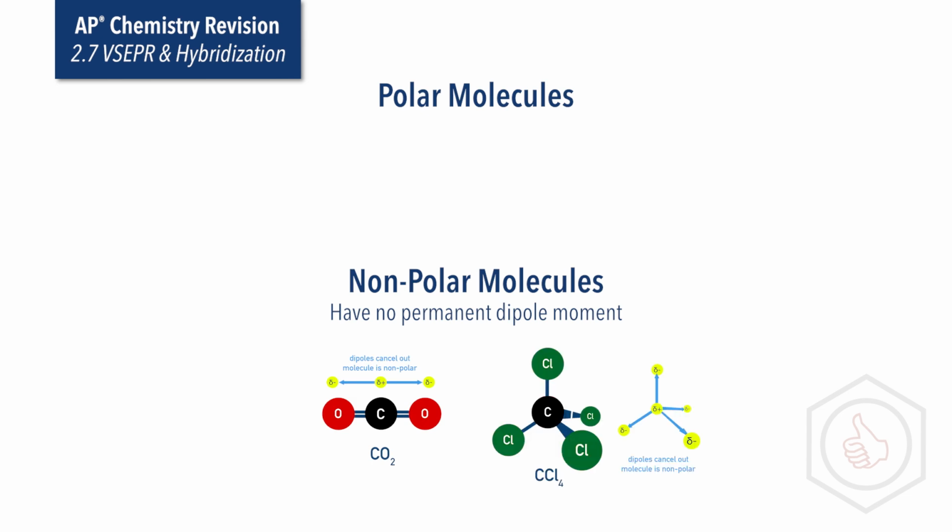Polar molecules, however, do have a permanent dipole. This is because the dipoles in the molecule don't cancel out due to asymmetry, and the molecule is polar. For example, molecules of water and chloromethane.